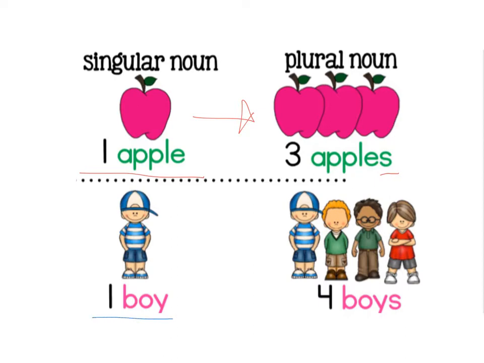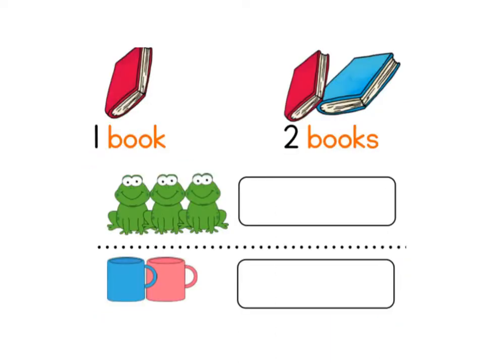One boy. Boy tells me that there's just one, or 4 boys. The S at the end of boys tells me that there's more than one. Here are a few more examples. 1 book, 2 books.